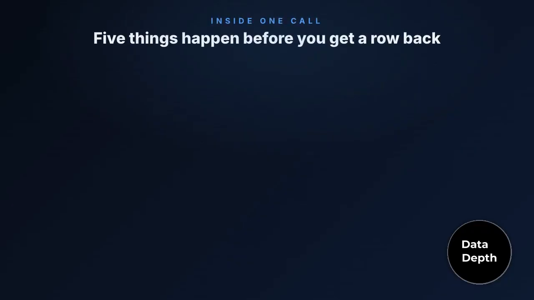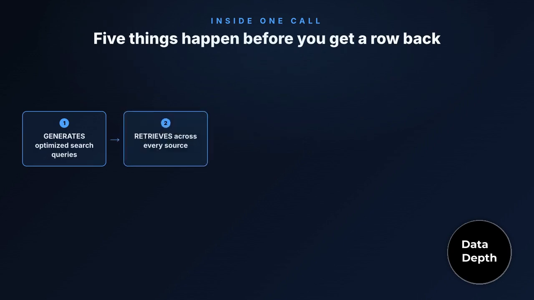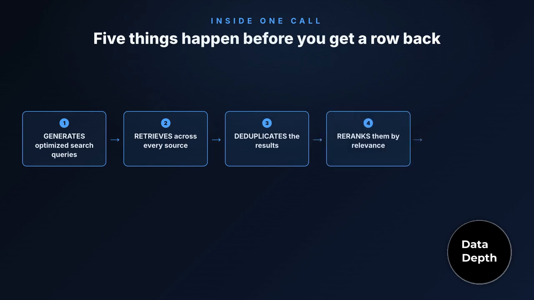And when that single line runs, 5 separate things happen inside it. It generates optimized search queries from your question, not a raw keyword match, an actual rewrite. It retrieves across every source you listed. It deduplicates, which matters the moment you pointed at two indexes that overlap.